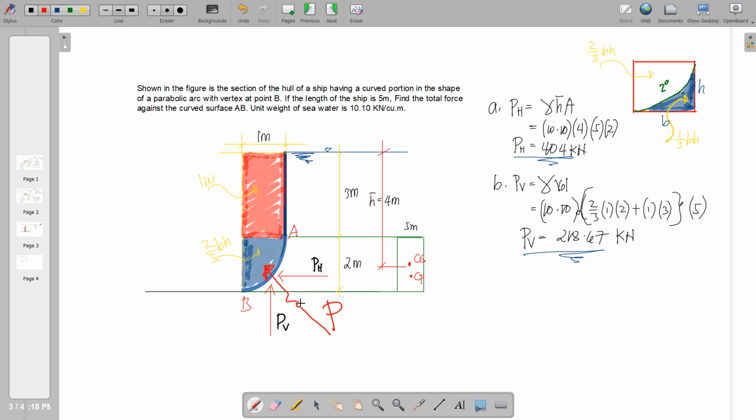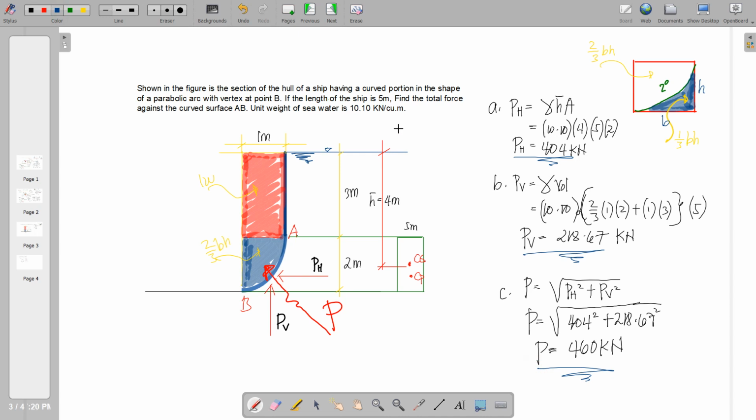Now that we know our horizontal component and the vertical component, we can now solve for our P. So our P is actually the resultant force of these two components, and it can be computed by this formula. So we just substitute the values and then we have P is equal to 460 kilonewton. So this will be the required answer in the problem. The problem does not require us to locate the horizontal components.